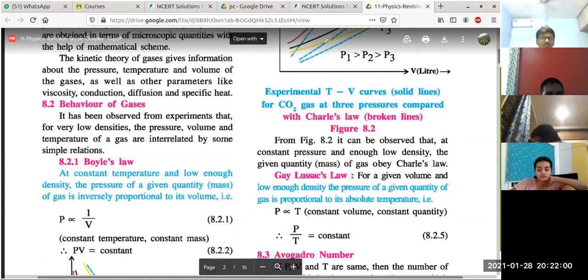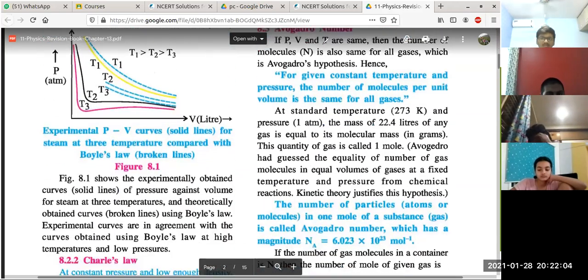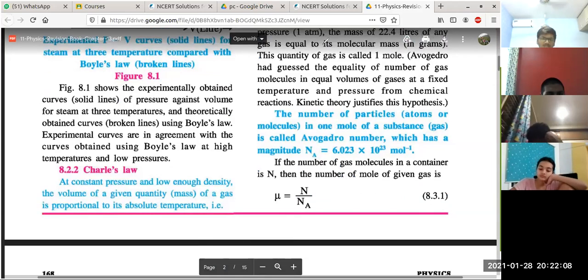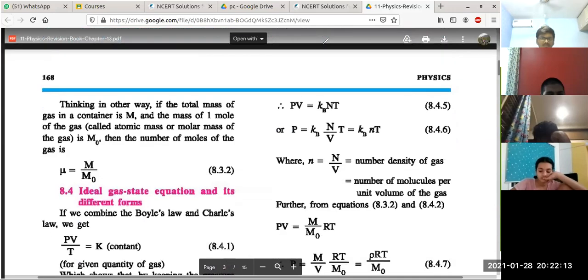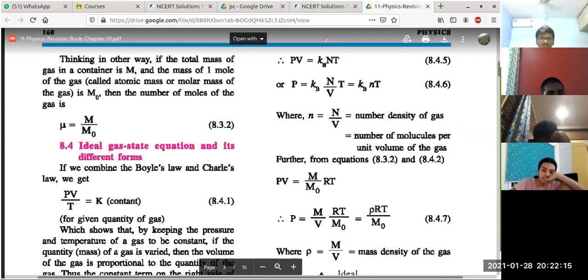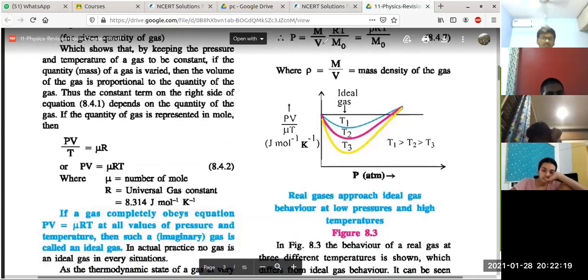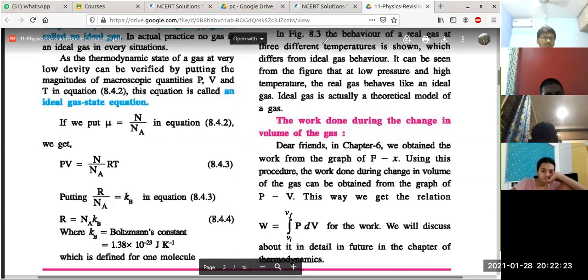Then there is Gay-Lussac law. P is proportional to T. And Avogadro number. There is one more thing: there is a constant called the Boltzmann constant. Boltzmann constant is simply this R by Na.